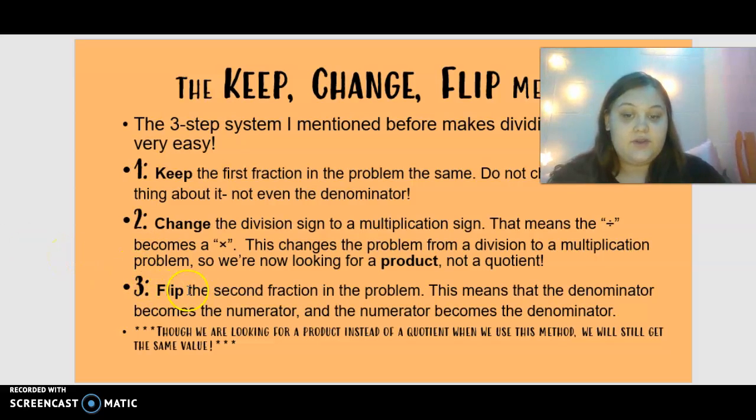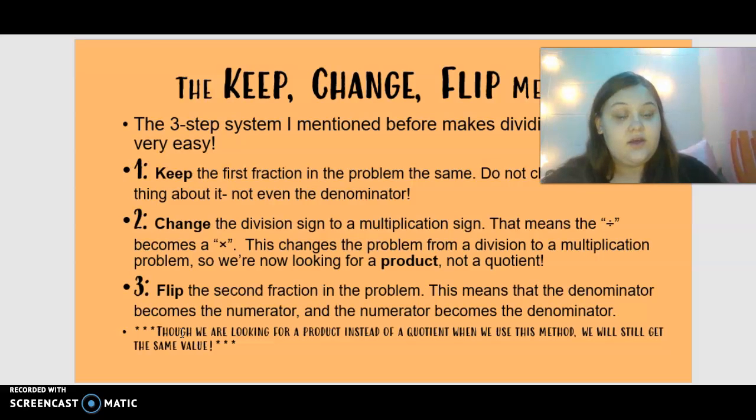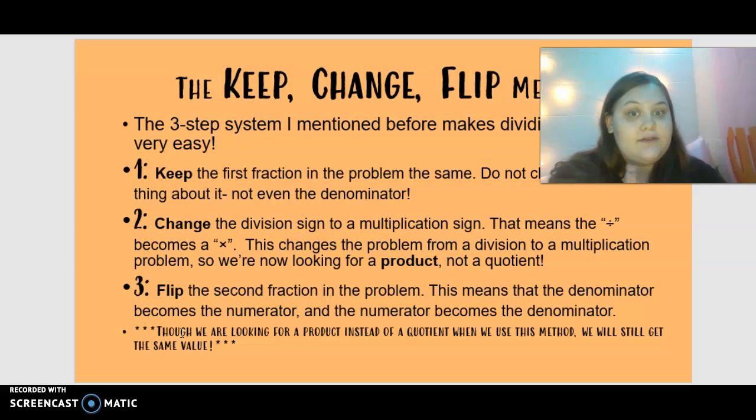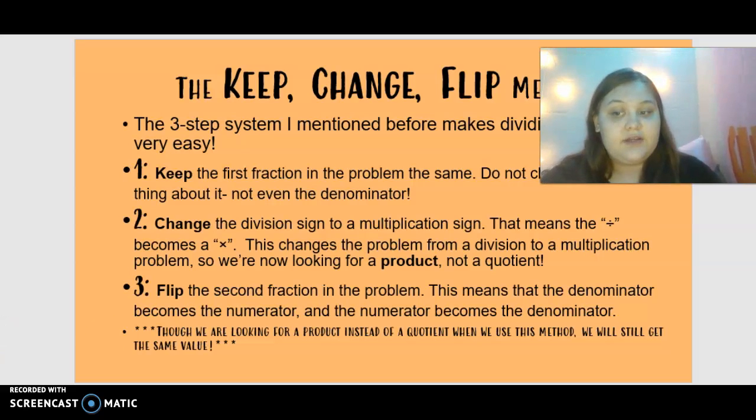The third step is to flip the second fraction in the problem. This means that the denominator becomes the numerator and the numerator becomes the denominator. When you're flipping a fraction, you are finding the reciprocal of it. I do also want to mention that although we are changing the entire problem from division to multiplication, we will still get the same value because this method only changes the way we're going about it. It doesn't change the numbers, right? So we're still going to get the same value as you would dividing it anyway, okay?